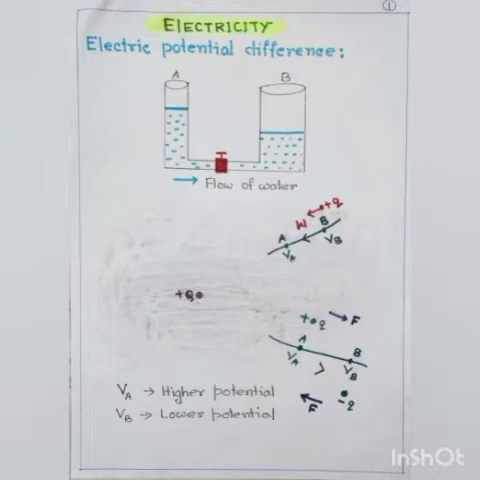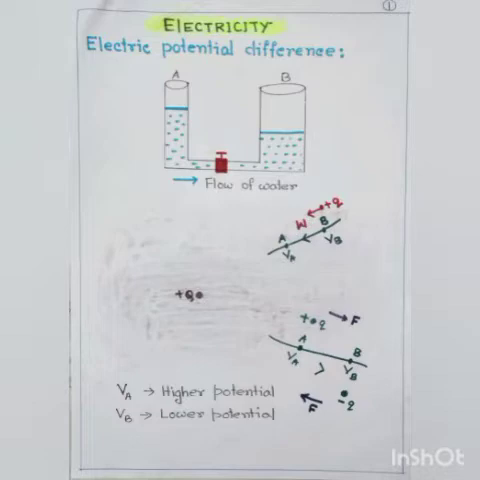I think you can remember this point. We have discussed this in class 9. So here pressure exerted by water in arm A is greater than the pressure exerted by water in arm B. So it means that there is a pressure difference between the arm A and B.